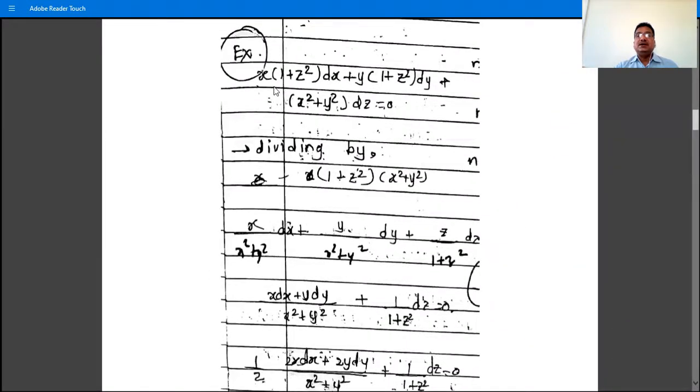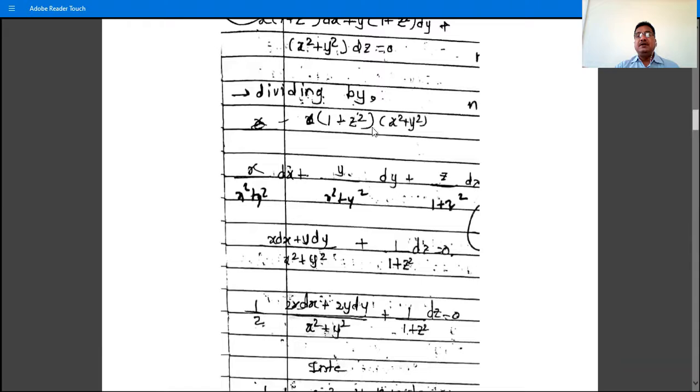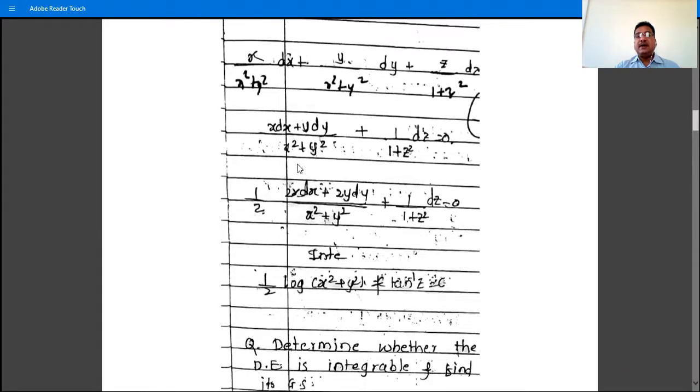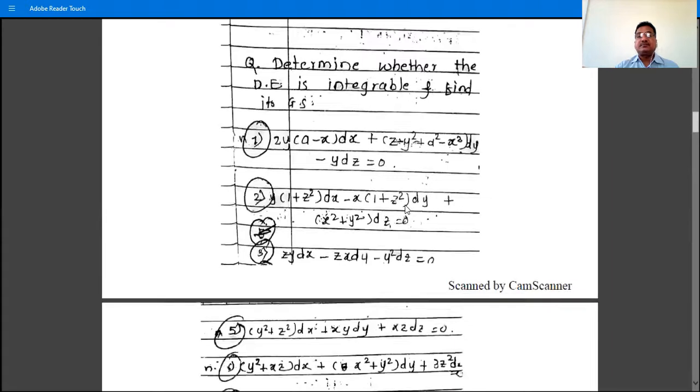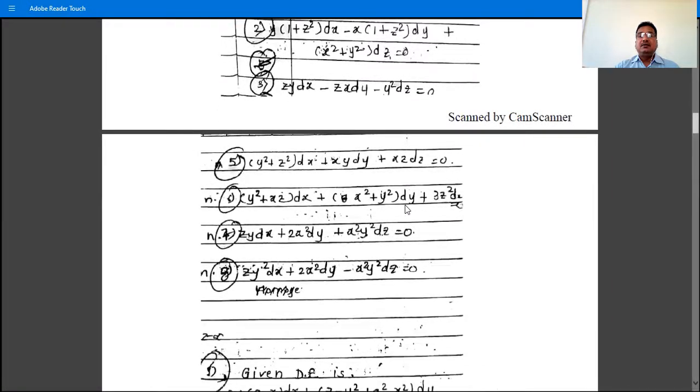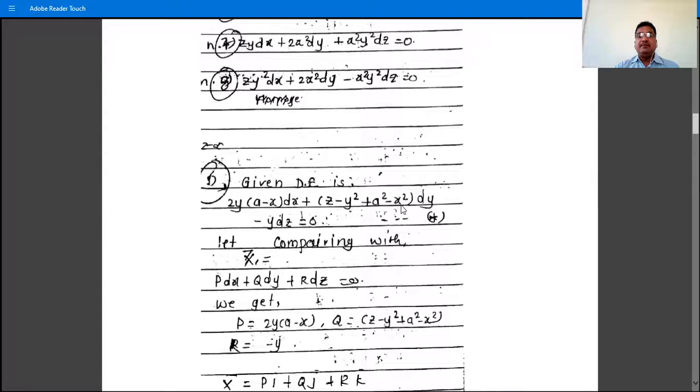Our example is y(1 + z²) dx ... x(1 + z²) dx + y dy. This is of the type where we divide by (1 + z²)(x² + y²). Then (x dx + y dy)/(x² + y²) is the derivative of 1/2 log(x² + y²). Therefore its integration is by the f'(x)/f(x) rule, and 1/(1 + z²) gives tan⁻¹ z. The example is of this type, one variable separable.